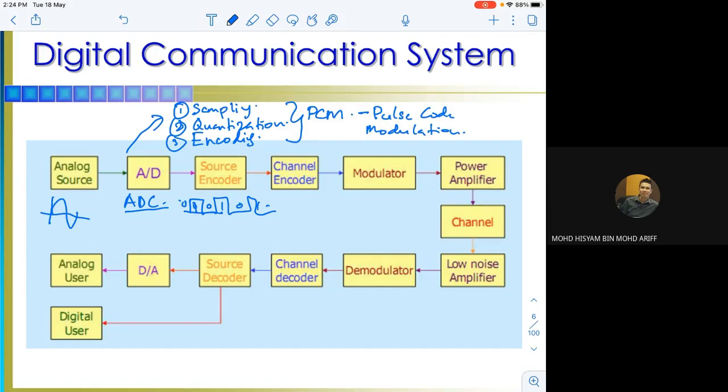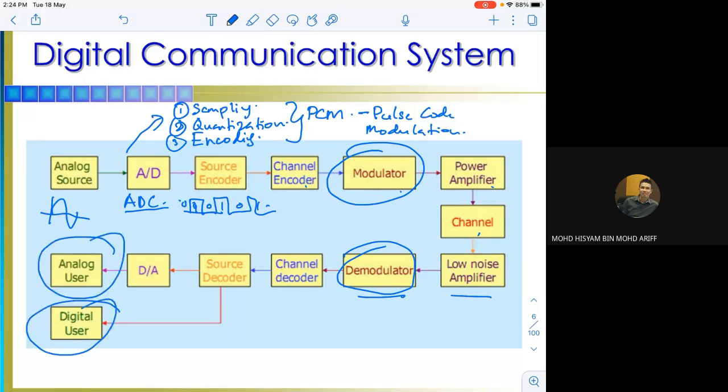And then we go to the source encoder, channel encoder, modulator, power amplifier, channel, low noise amplifier, and demodulator. The modulator has the inverse process, the demodulator, to get back the signal, let's say you sent the analog signal. At the end, we have the analog user and also the digital user. This is the best thing when you are using a digital communication system. You can send the analog source, and at the same time you can also go to the digital user. After this, you will understand.